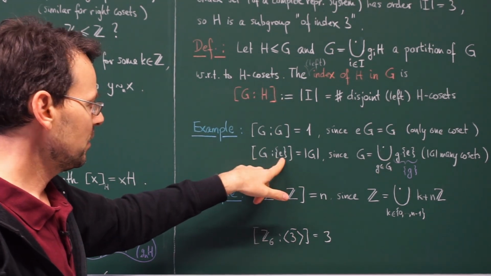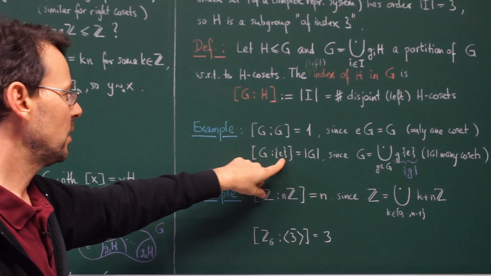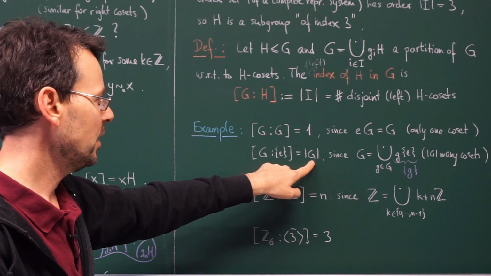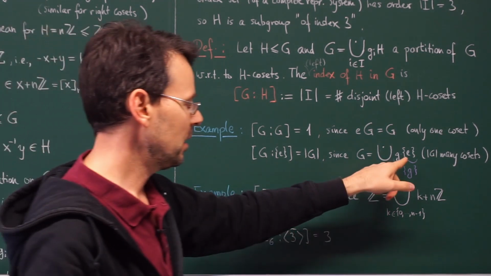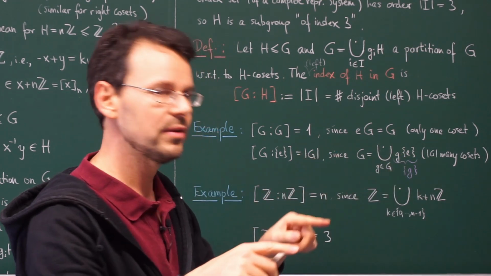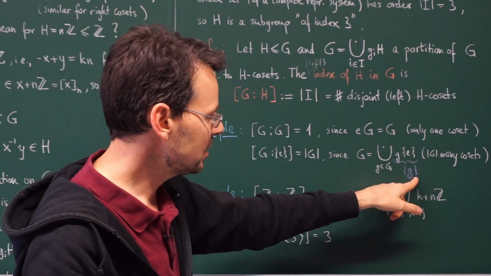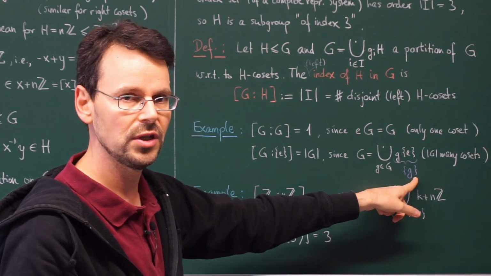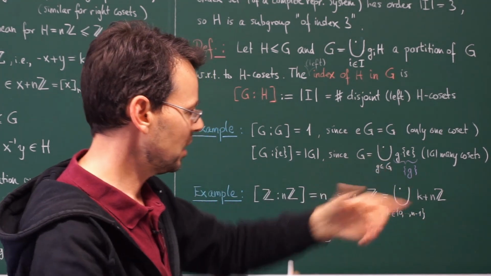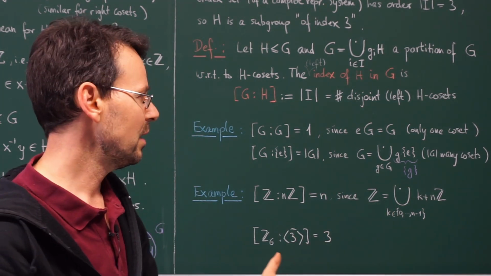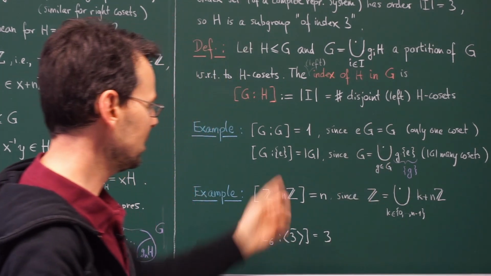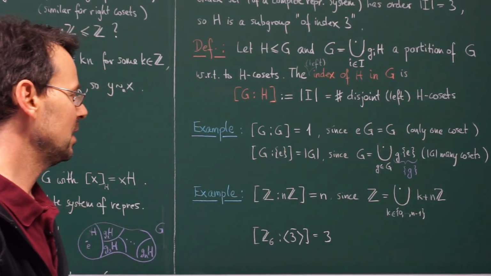What is the index of the trivial subgroup consisting only of the identity in G? Well, this is exactly the order of G. Why? Take a look at the left cosets. g times the trivial subgroup, of course, is this singleton set consisting only of g. And if I take the union of all these sets, then of course I end up with G itself. So there are order of G many left cosets, and this is exactly what this statement here means.